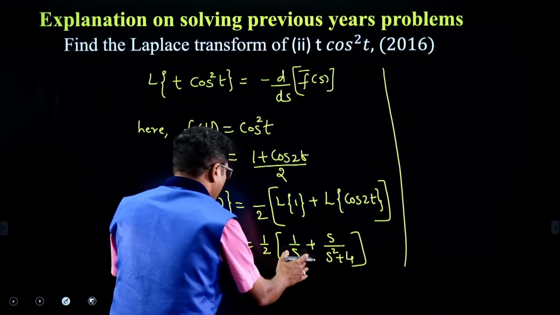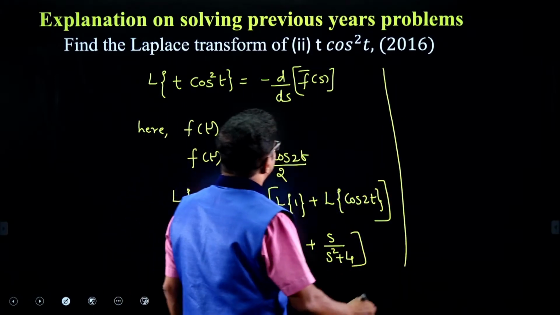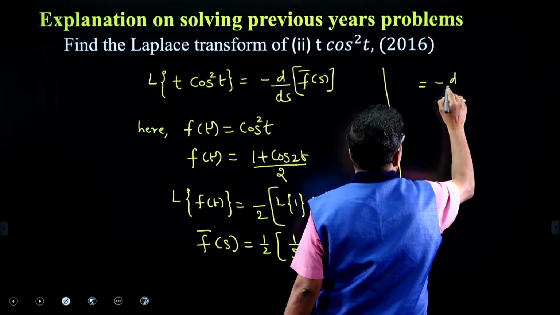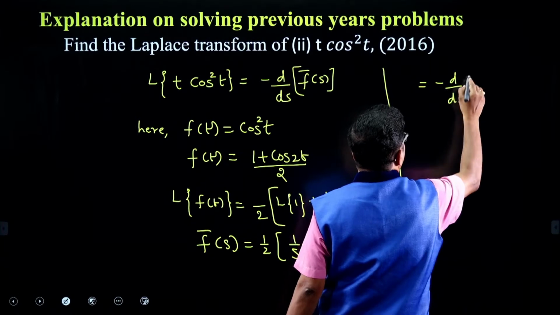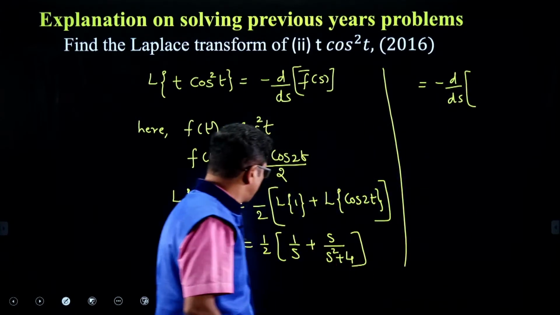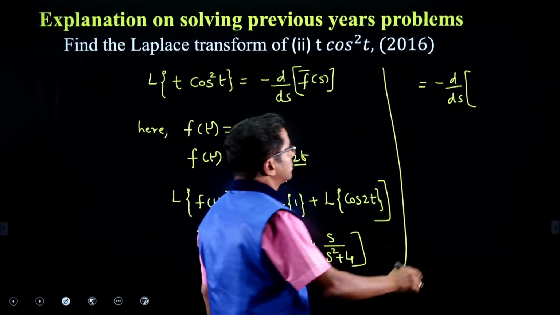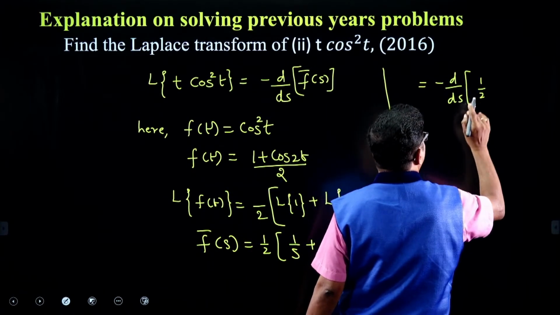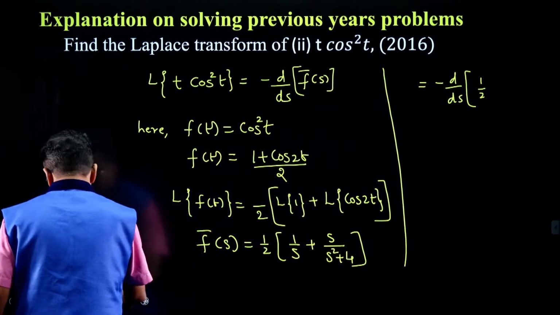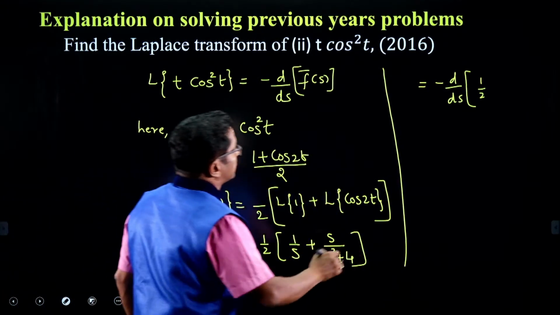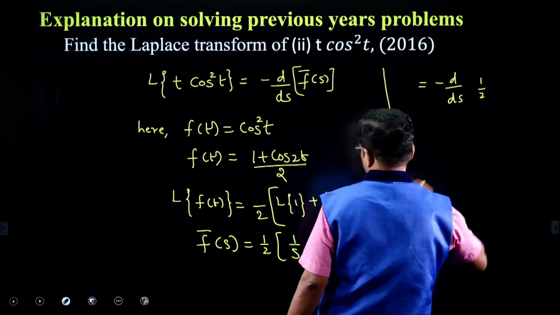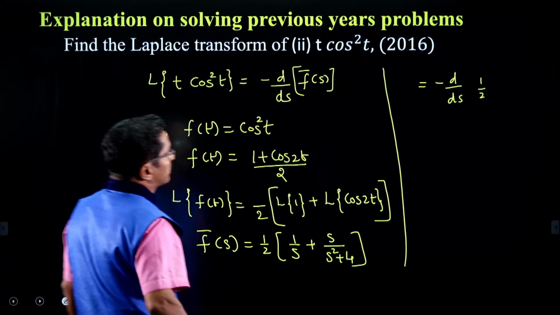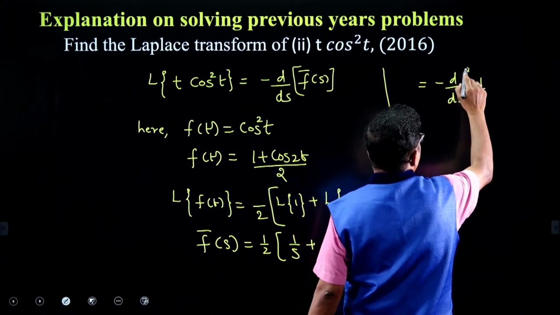Now this f bar of s I am putting here, which equals minus d by ds of 1 by 2 into 1 by s plus s by s square plus 4.